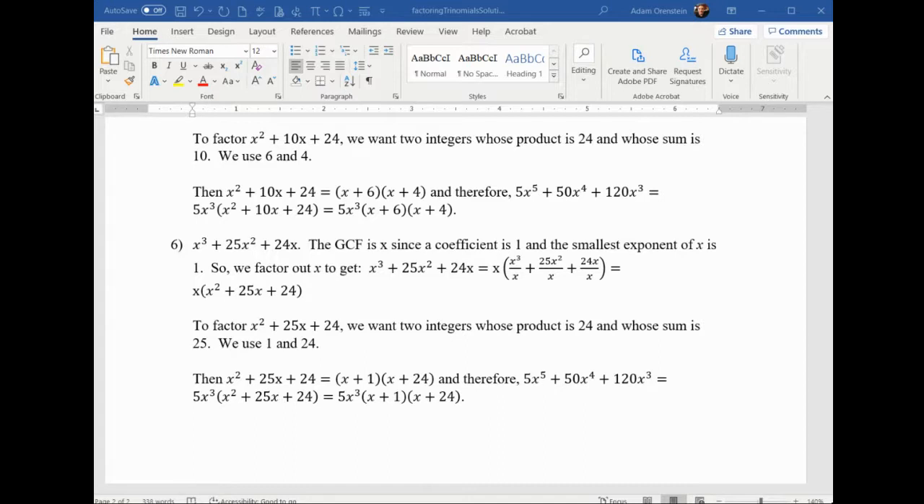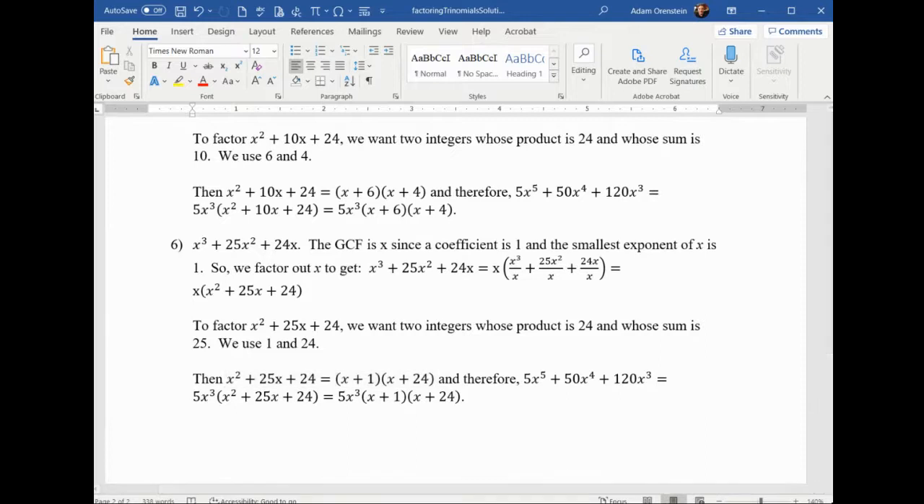Well, we want two numbers. This is a trinomial of degree 2, leading coefficient 1. So we want two numbers whose product is 24 and the sum is 25. Hopefully, even if the solutions were not on the worksheet, you can see that's 1 and 24. Their product is 24, their sum is 25. So we end up with this.